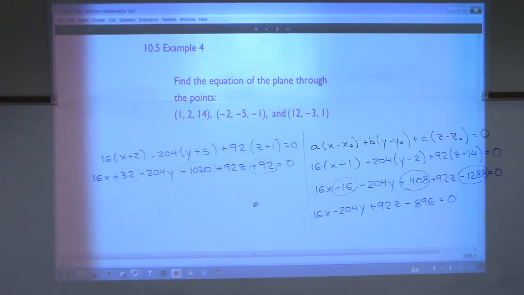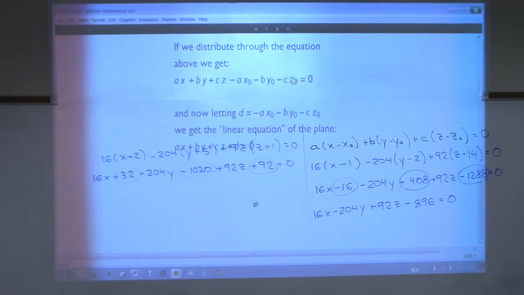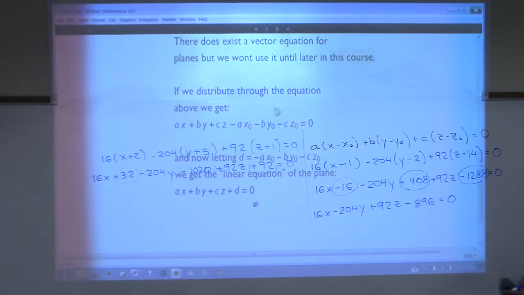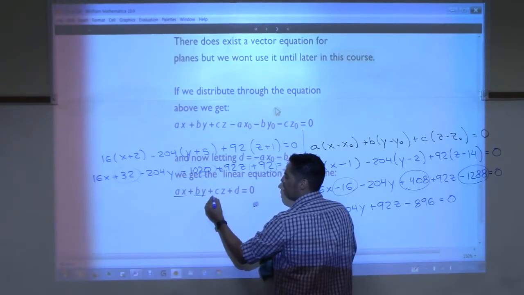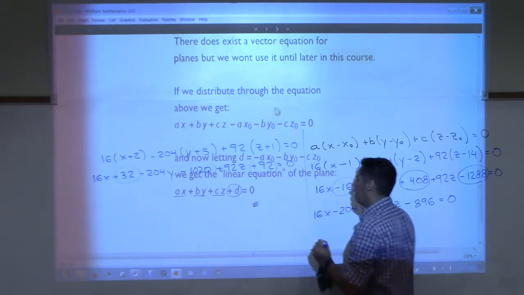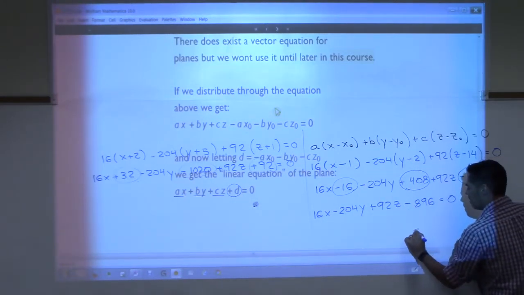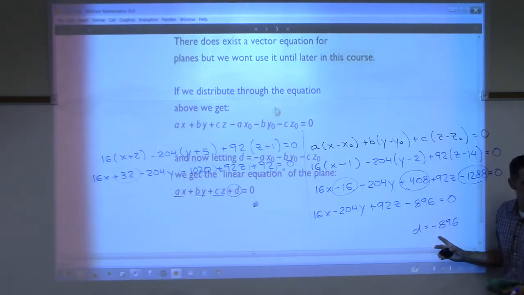So that negative 896 is like d? Yeah, in the formula, that's d. I'm glad you asked that question. If you go back up to the formula, here, we should have some number times x plus some number times y plus some number times z plus some number by itself here, right? For us, d here would be negative 896. Be careful, you have to pull the negative with it, right?